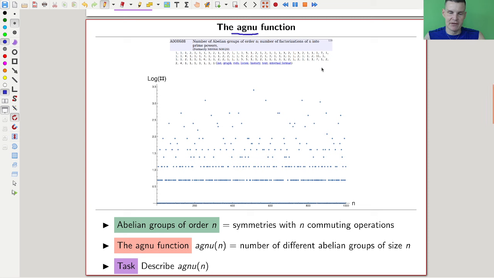I call it the A GNU function, and there's a corresponding well-known sequence in the online encyclopedia, and it's really just the same. I'm just computing the operations and wondering what's going on for this number. And if I do the same plot, it kind of gets much better in some sense.